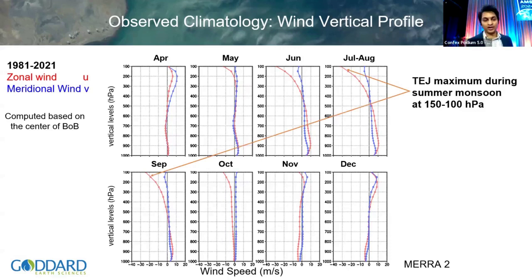When it comes to July, August, September, the tropical easterly jet is at its maximum during the summer monsoon season, at 150 to 100 hectopascal. And after that, in October, November, December, it goes back to close to 0 and even positive, which means the tropical easterly jet is weaker at that time.